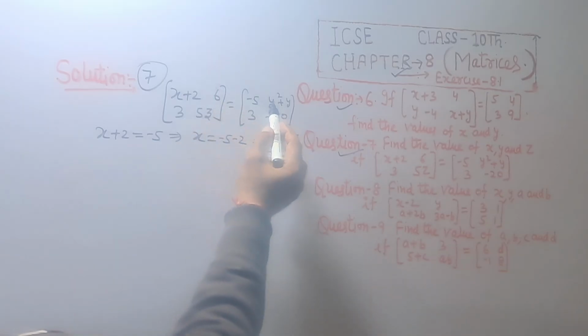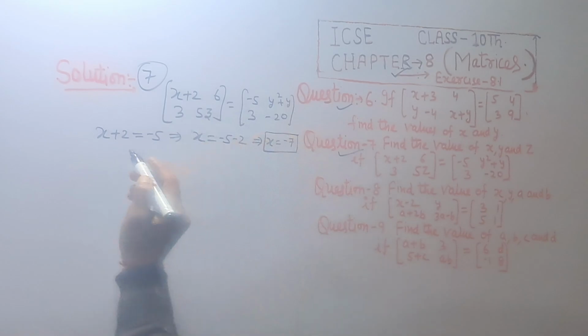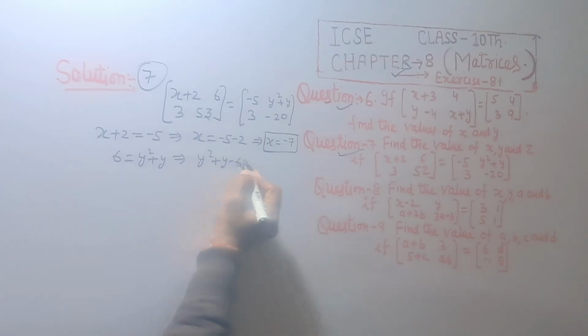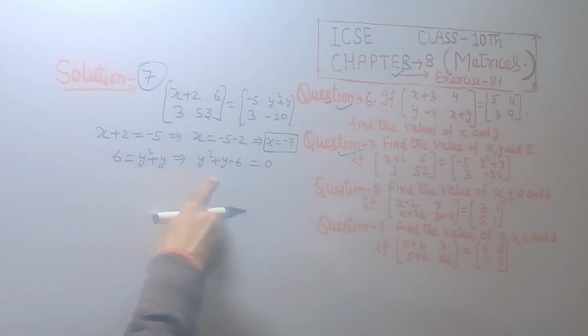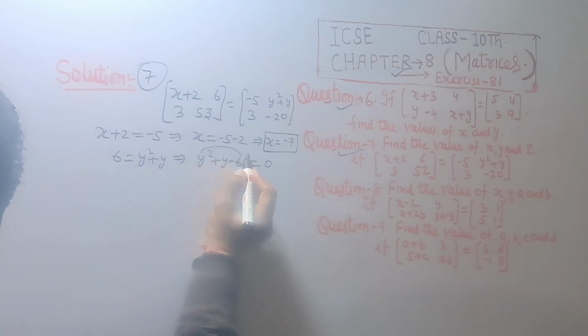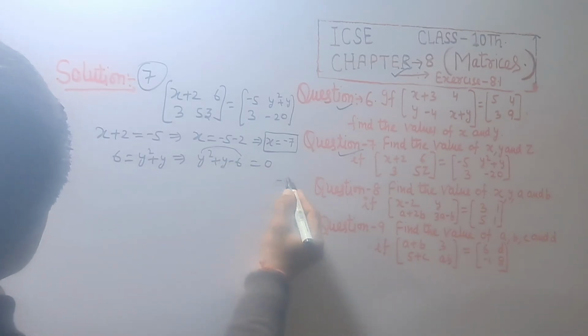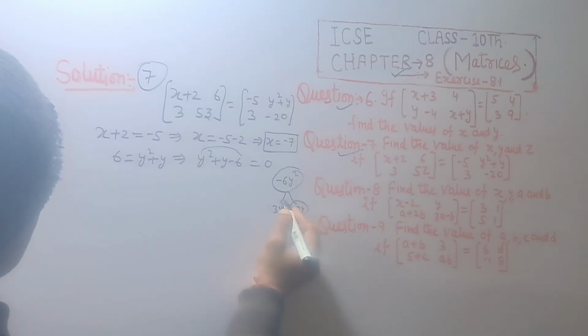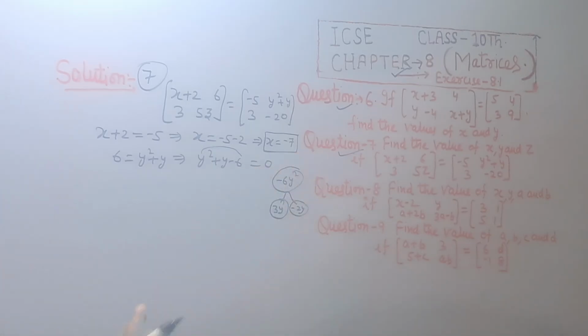And second, that is 6 equal to y square plus y. So 6 equal to y square plus y, which implies y square plus y minus 6 equal to 0. It's a quadratic equation and splitting by middle term. That is minus 6y square. And we are taking two numbers, 3y minus 2y. Product is minus 6y square and 3y minus 2y is 1y. So y square plus 3y minus 2y minus 6 equal to 0.